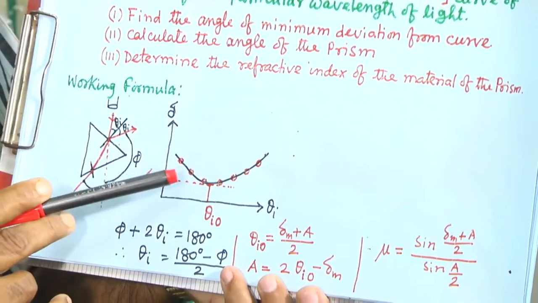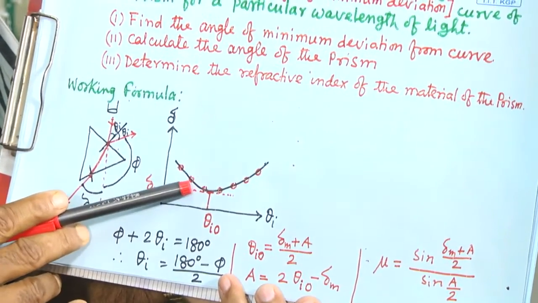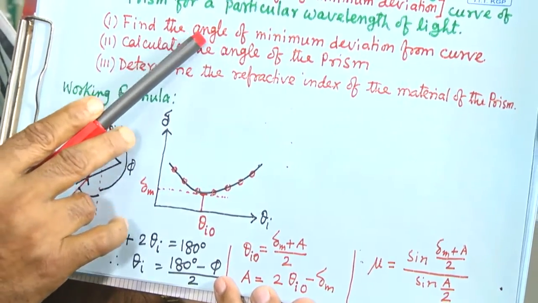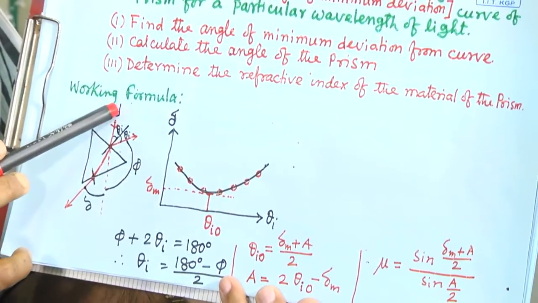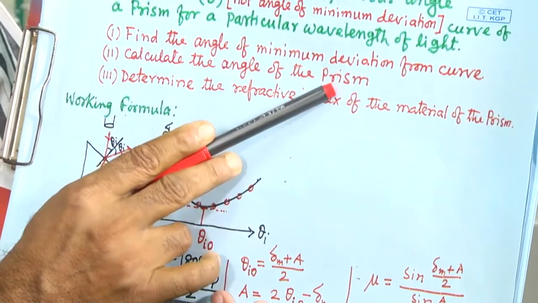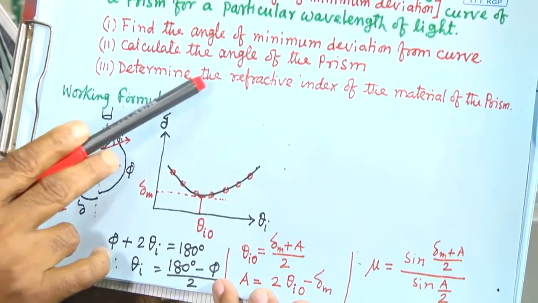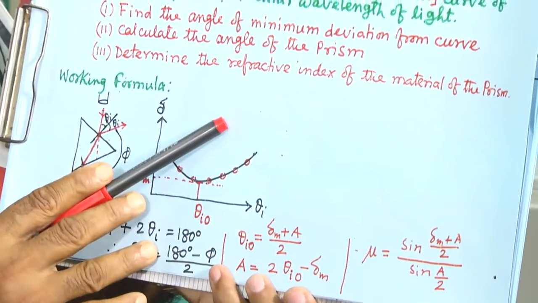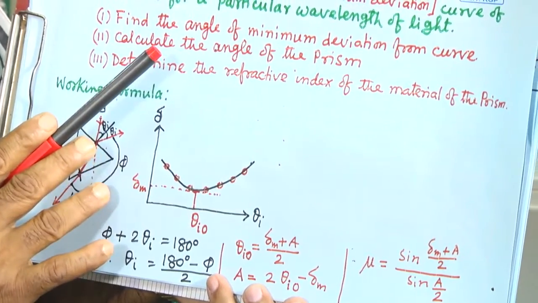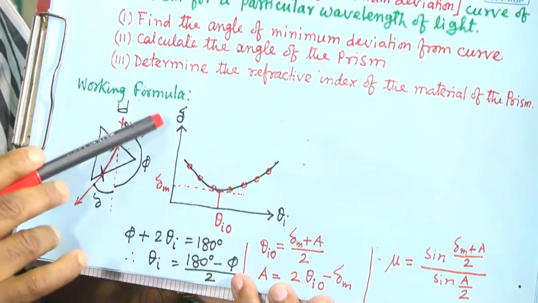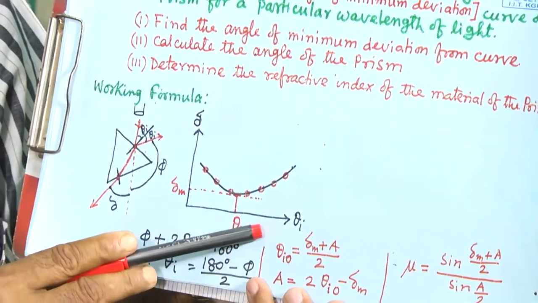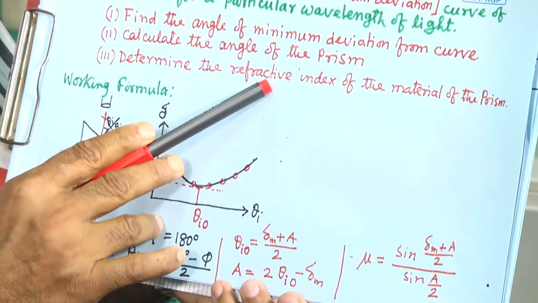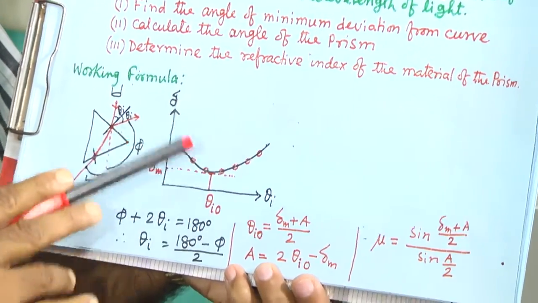Okay. And what is the aim of this experiment? Basically, from this experiment we can find out the angle of minimum deviation. Then we can calculate the angle of prism. Also, we can determine the refractive index of the material of the prism. So, first we have to do the experiment for getting deviation at different incident angle, and then these different parameters we will find out from this curve, right.